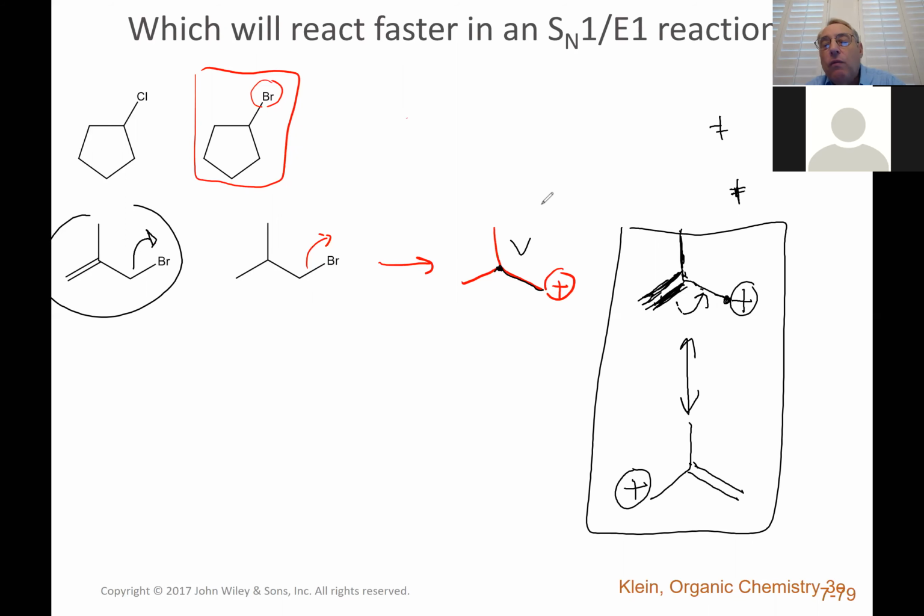And so it forms faster. It's more prone to form because it's more stable. The more stable the carbocation, the faster the SN1 reaction. So we talked about tertiary being better than secondary, and secondary being better than primary, but resonance can increase the stability of any of those. Okay, let's look at the next one.